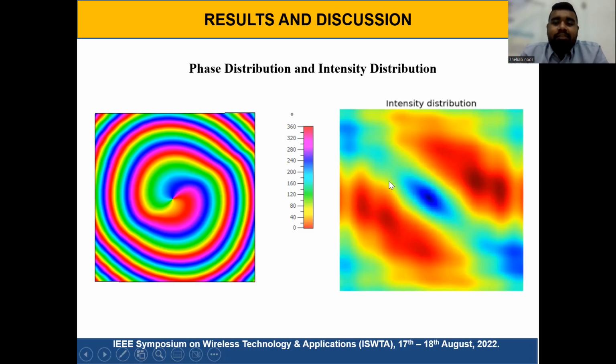Now we have the intensity distribution. One of the ways we can confirm the generation of OAM waves is this black donut type structure. We call it the vortex core, or another name is phase singularity point. Since the wave is propagating in a helical shape, in the center there is no radiation. That is the reason it is empty, and that is the reason the vortex core is darker.